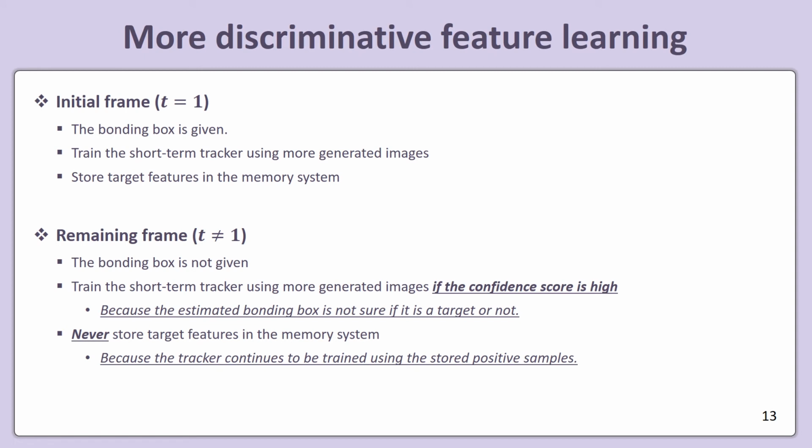In the initial frame, the bounding box is given, which means the target image is completely confident. So we train the short-term tracker and store the newly generated images. However, the bounding box is not given in the remaining frames. So we train the short-term tracker with more generated images if the confidence score is high. And we never store the target features in the memory system, because the tracker continues to be trained using the stored positive samples. These are our three contributions.